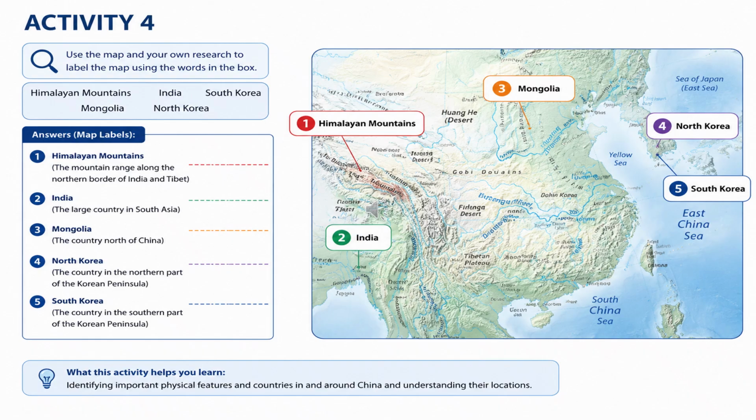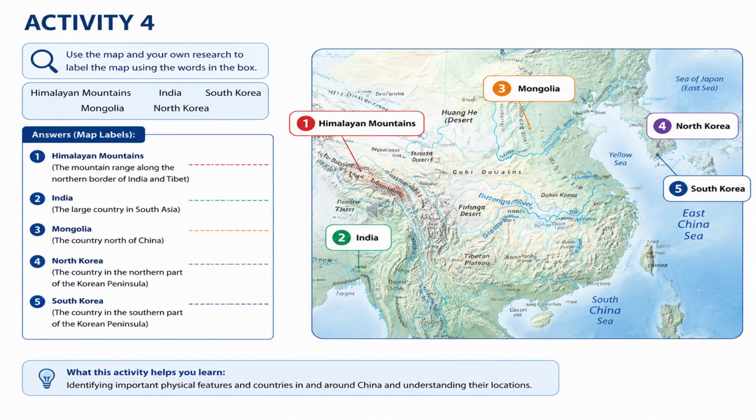Now let's move on to activity 4. In this activity, we are going to label the map using the words given in the box. Before looking at the answers, take a few moments to observe the map carefully and see if you can identify each location on your own. Let's check the answers together. Number 1 is the Himalayan mountains.